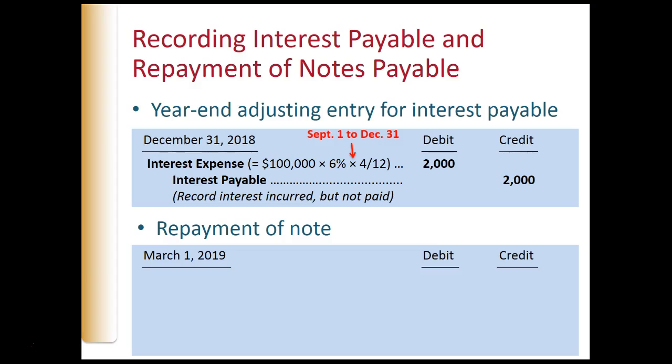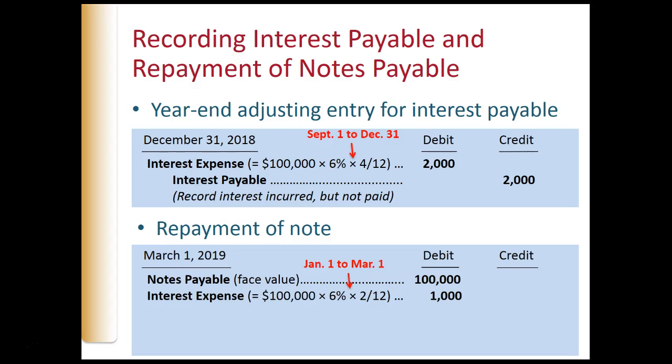Southwest will pay the face value of the loan, the $100,000, plus the entire $3,000 interest accrued or incurred, which would be the $100,000 times 6% times 6/12 would be the full amount. The $3,000 represents 6 months of interest, but 4 months of interest, the $2,000, happened in 2018, previously recorded as interest payable. And the 2 months of interest, the $1,000, occurred in 2019.